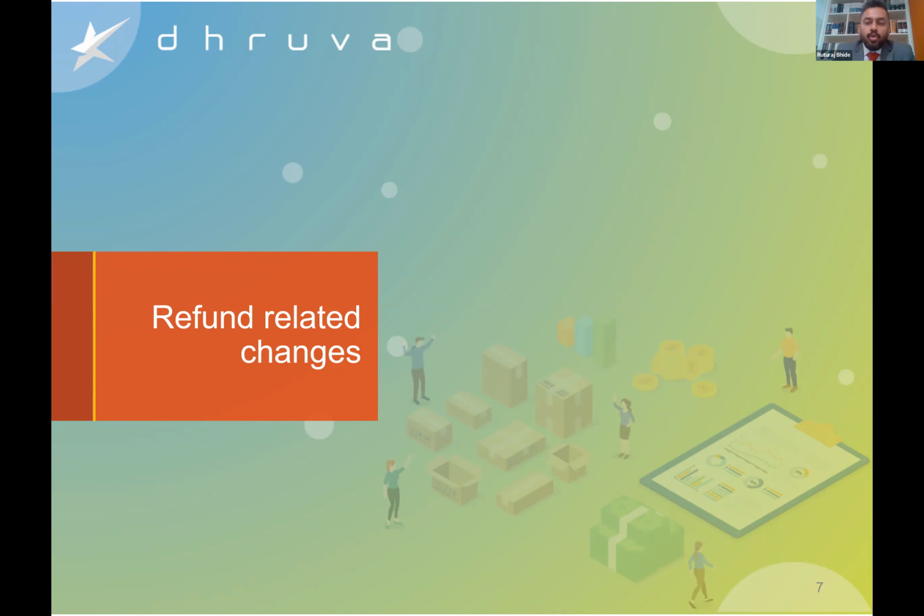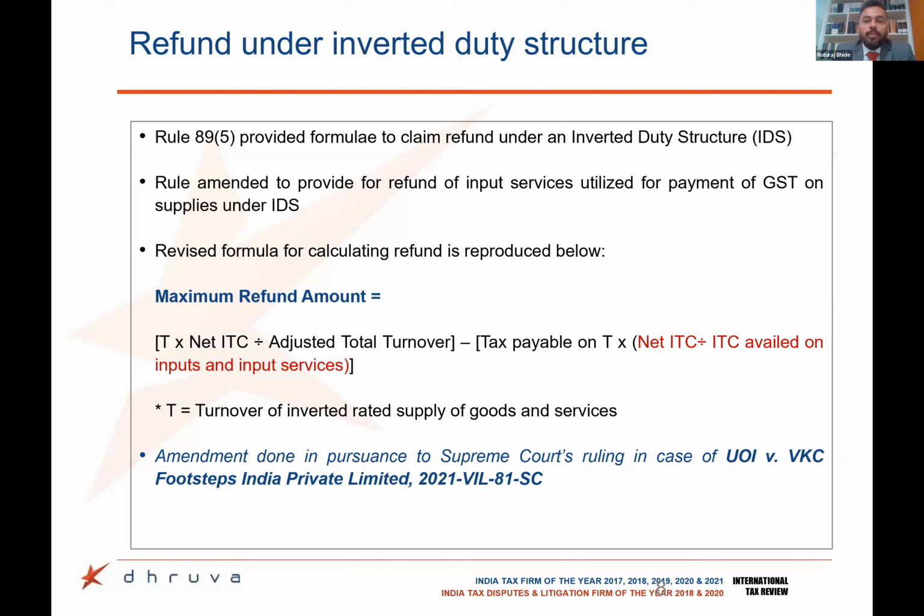On the refund side also, there have been a lot of changes. Some of them welcome, some of them questionable. So let's begin with the first change, which is with the formula for computation of refund under inverted duty structure, or IDS as we call it.